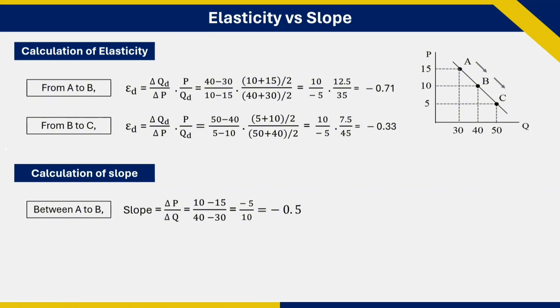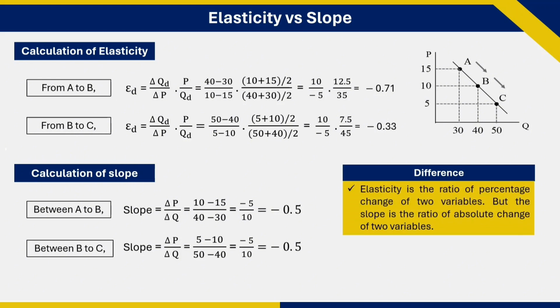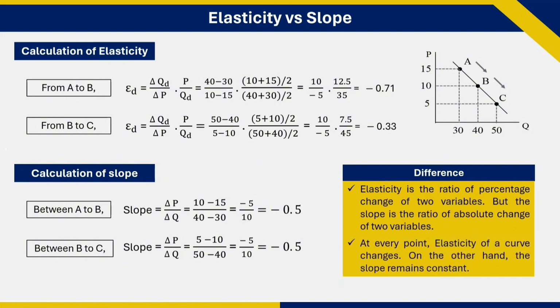Now, between point A and B, the slope is minus 0.5, and between point B and C, we get the same slope. So, the difference is clear. Elasticity is the ratio of percentage change of two variables, but the slope is the ratio of absolute change of the two variables. And at every point, the elasticity of a curve changes. On the other hand, the slope remains constant.